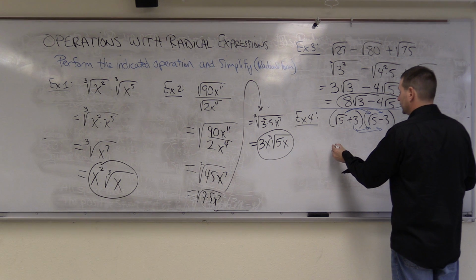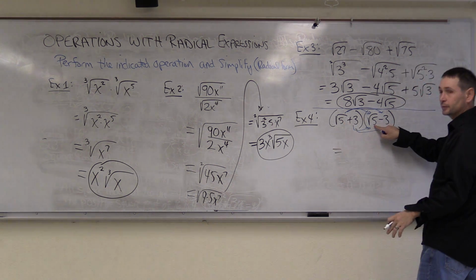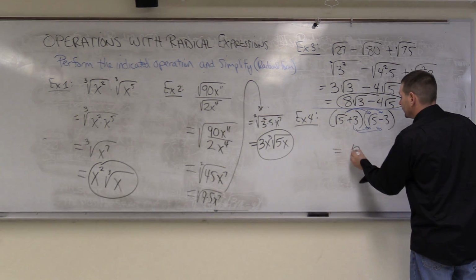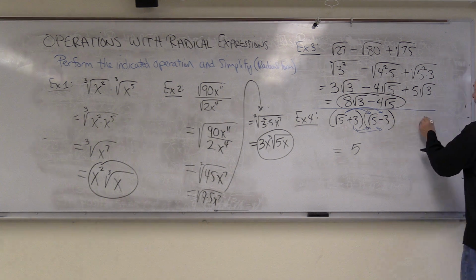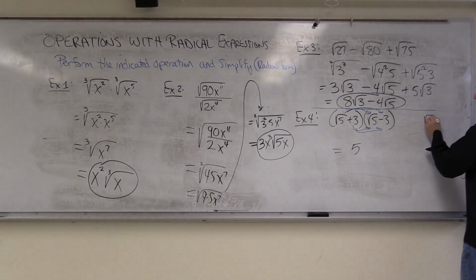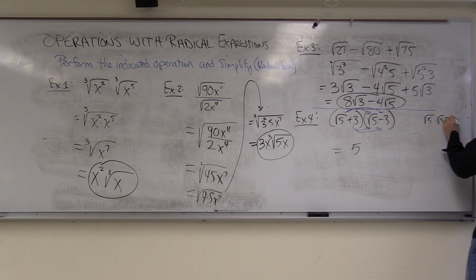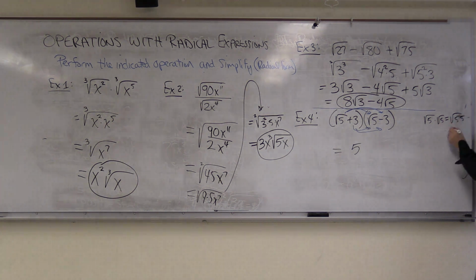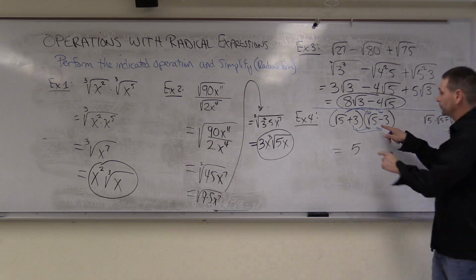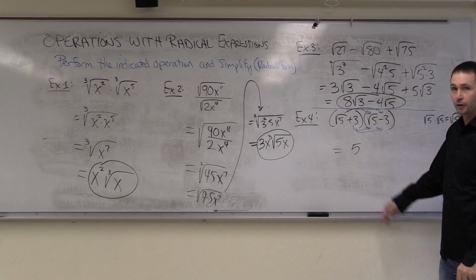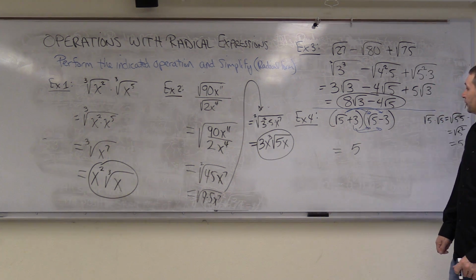So you end up getting, what is the square root of 5 times the square root of 5? It's just 5. The reason being, if I went off to the side, square root of 5 times square root of 5 is actually the square root of 5 times 5, which is the square root of 5 squared, which is just 5. So the square root of any number times the square root of the exact same number is going to get rid of the root symbol. So you just end up with a 5.